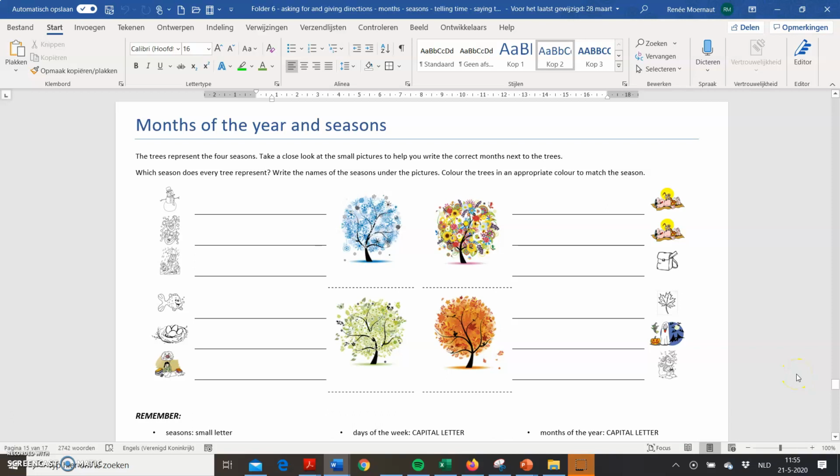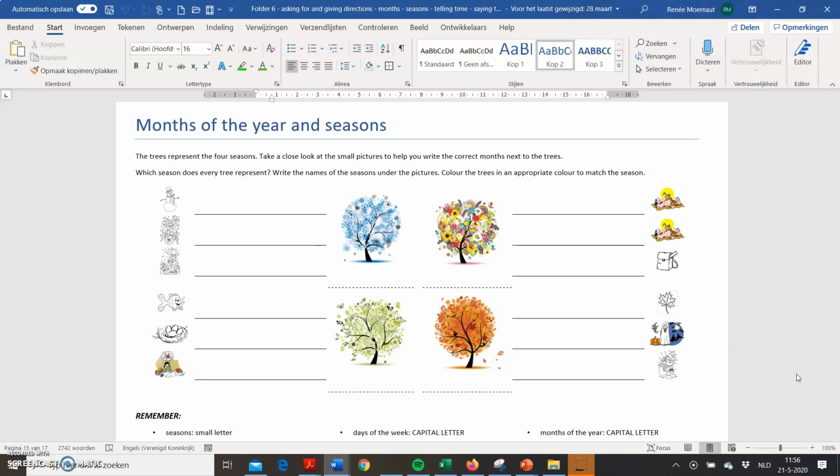Okay, so a while ago, even before the Easter break, we talked about telling the time. I hope you remember. This week we will revise that a bit, and we will add something, which is talking about the day. What day is it today?